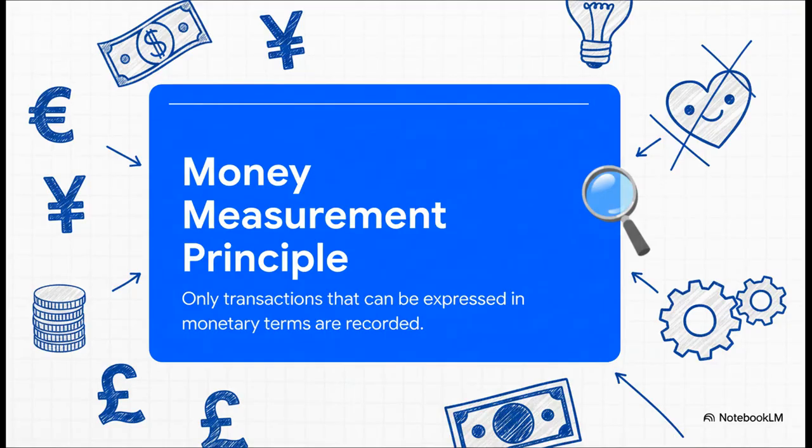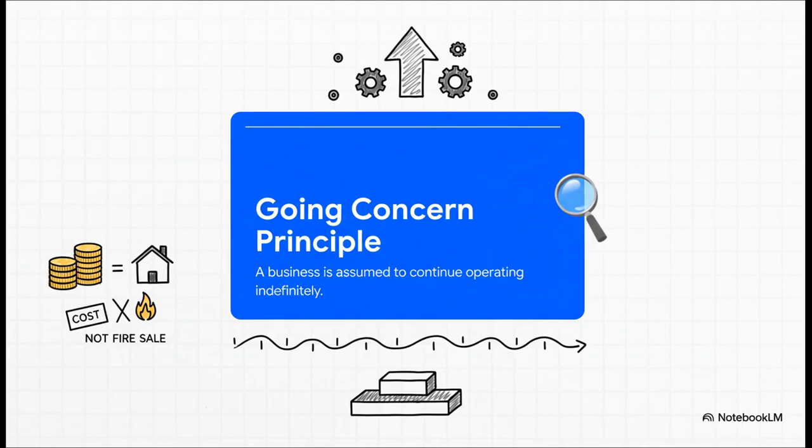Next is the Money Measurement Principle. Here's the deal. Accounting speaks one language, and that language is money. If you can't put a dollar, euro, or yen value on something, it doesn't go in the financial statements. So while your team's amazing morale is obviously super valuable, you're not going to find it listed as an asset on the balance sheet.